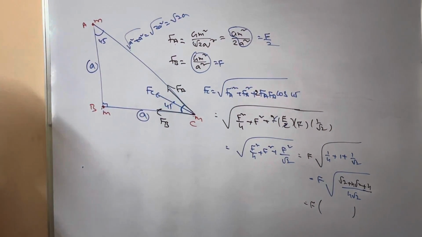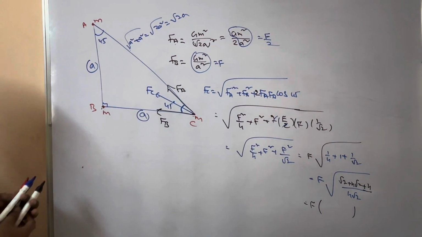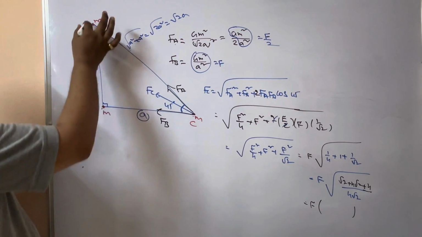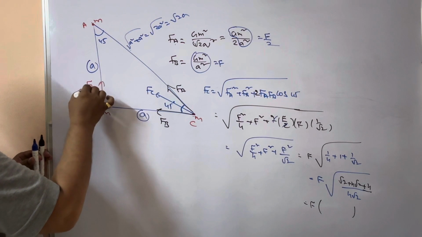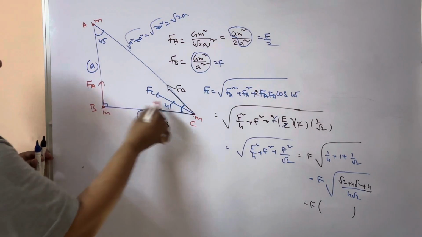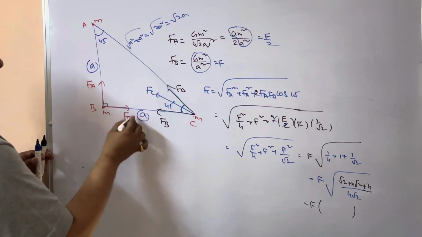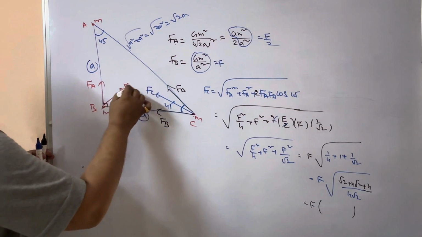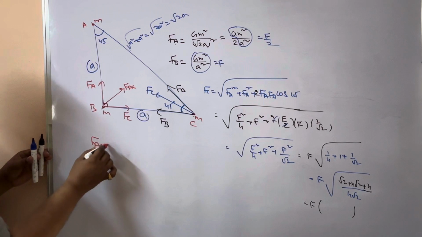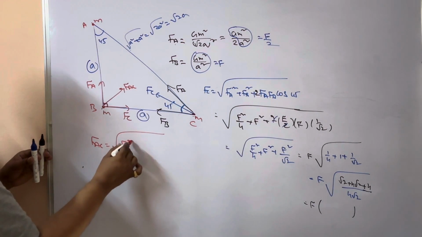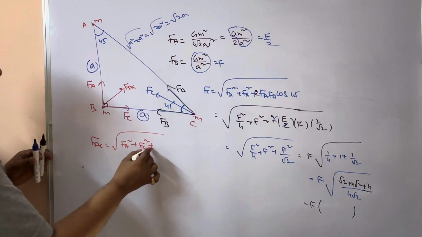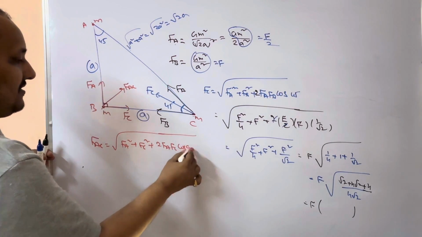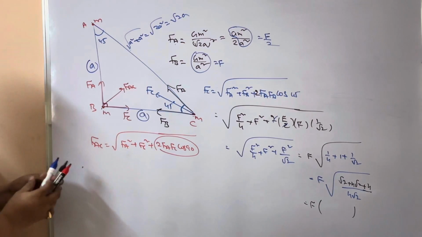Now, what is the force acting on B if they ask? The force on B is nothing but this: B will be attracted by A, this is going to be FA. B will be attracted by C, this is going to be FC. What is the angle between these two? 90. Therefore, the resultant FAC is going to be root of FA square plus FC square plus 2 FA FC cos 90. Cos 90 term is 0.